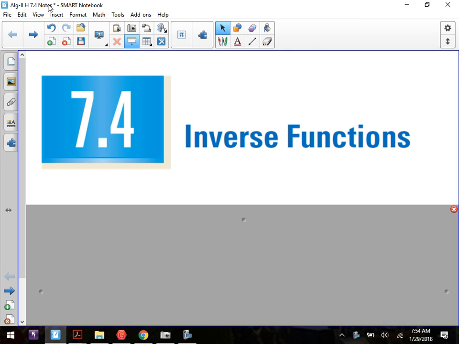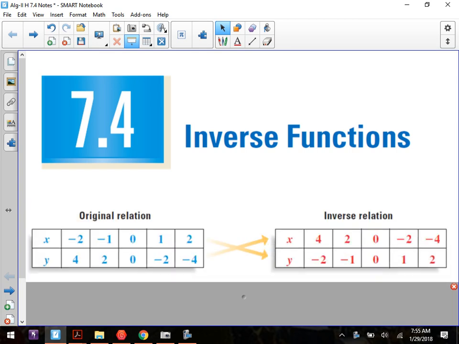You may not have seen this in Algebra 1. I'm going to go ahead and say you probably didn't. We don't know what inverse operations are. They undo an operation: undo addition and subtraction, undo multiplication is division, and so on. When we're talking about inverse functions, it's basically flip-flopping your x and y values.